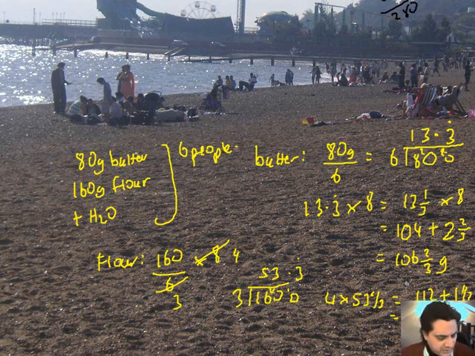It's a shame we have to do it in so much detail without a calculator, but anyway, that's the way it goes. Sophie is wrong. You require 106 and 2/3 of a gram of butter for 8 people. You require 213 and a third of a gram of flour for 8 people, and that's all there is to it. And so I'm going to stop now.